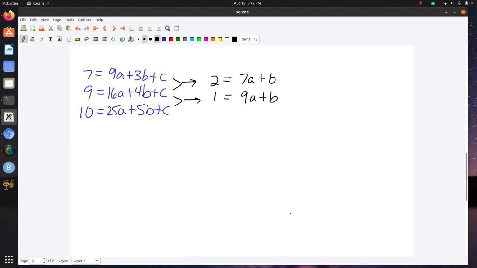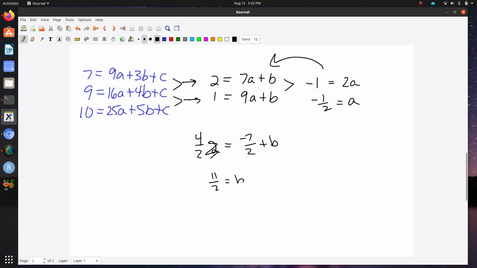Okay, in this case I got an interesting situation because I have b's in both places, so I can then subtract these guys again, and then I can say negative 1 equals 2a, and negative 1/2 must be a. I can feed that back in here and say 2 is equal to minus 7 over 2 plus b. 2 is of course 4 over 2, which means b must be 11 over 2. Let's see how horrible this becomes. And then let's chuck that all into the first equation here.